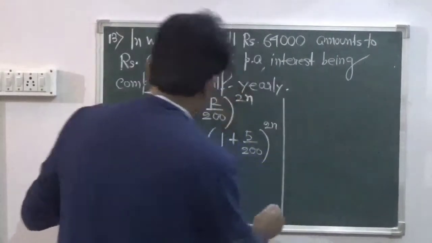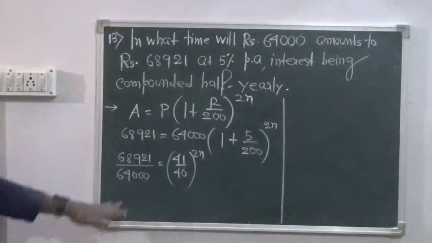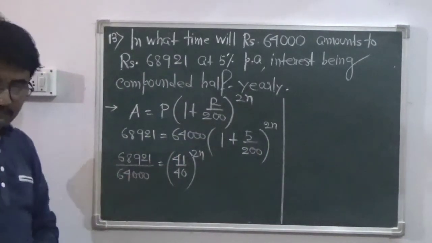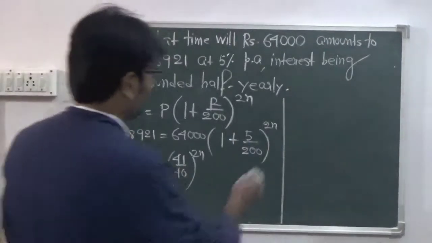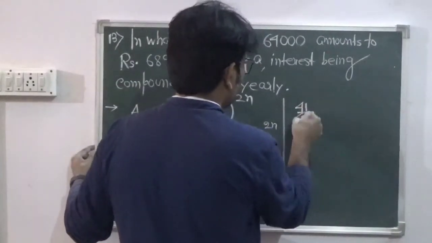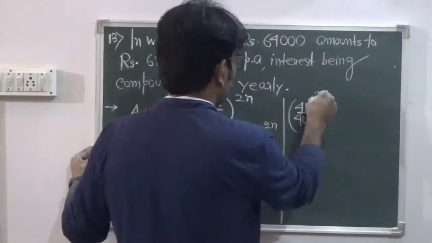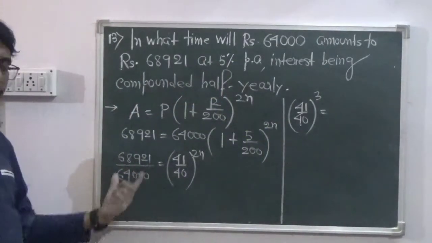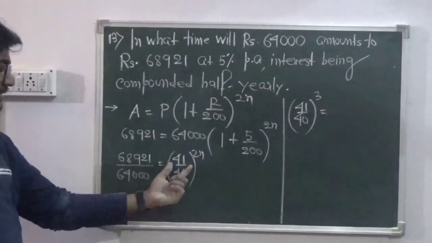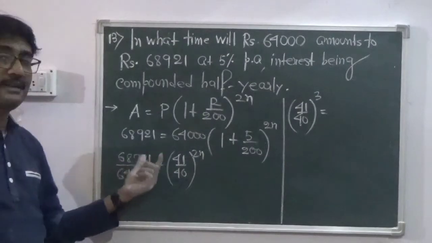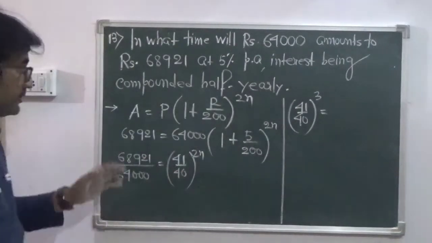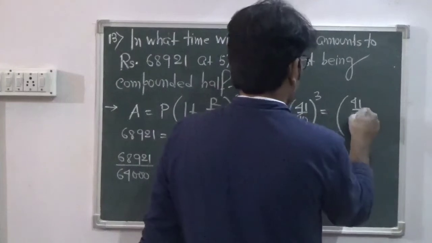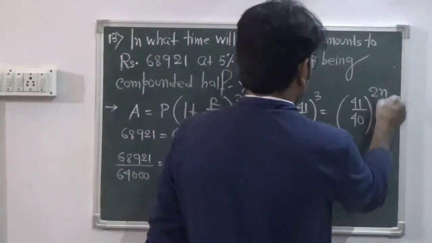So obviously we have to express it in the powers of 41 by 40, right? So it is (41 by 40) to the power 3. You can see it is a cube. 40 cube is this one. Obviously 41 cube should be 68921. I also don't know it offhand, you have to calculate it. So this is 41 by 40 to the power 2n.